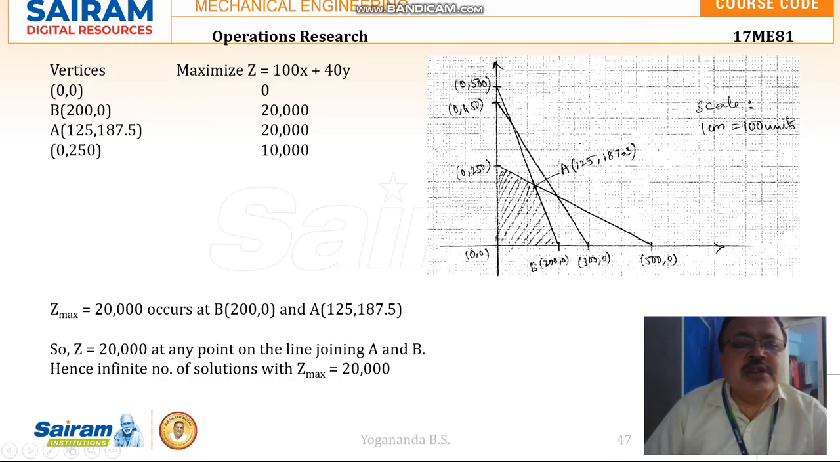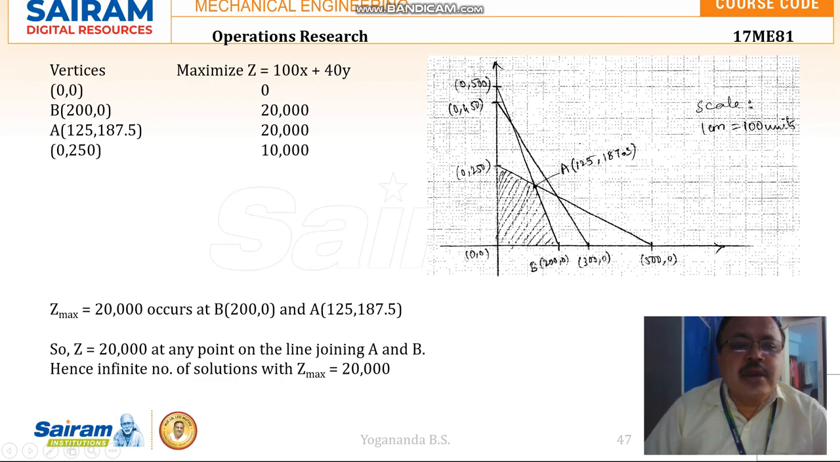The objective function is 100x plus 40y, substituting 0 comma 0 here. So Z value 0 is obtained. Then we have point B here, 200 comma 0. That is substituted here, getting Z as 20,000. Then we have corner point A with the coordinates 125 comma 187.5. Substituting them, the Z value obtained is 20,000. Then we have the fourth point 0, 250. Substituting them as x and y, we are getting 10,000.